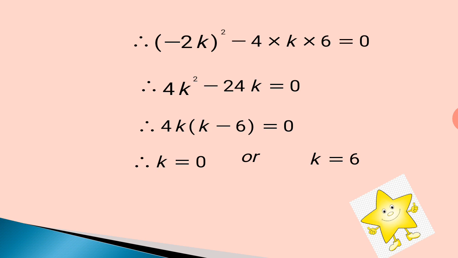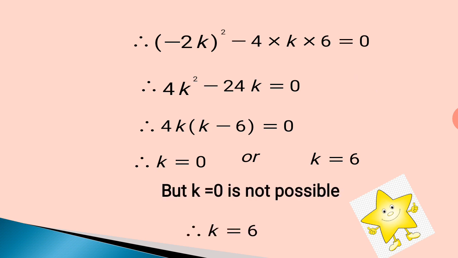Now, can k be equal to 0, children? It is impossible. Why? Because if k becomes 0, the first term, that is the x square term, will vanish. Ax square will not be there and the equation will convert into a linear equation. So, we'll drop that value of k and we'll keep k equal to 6.